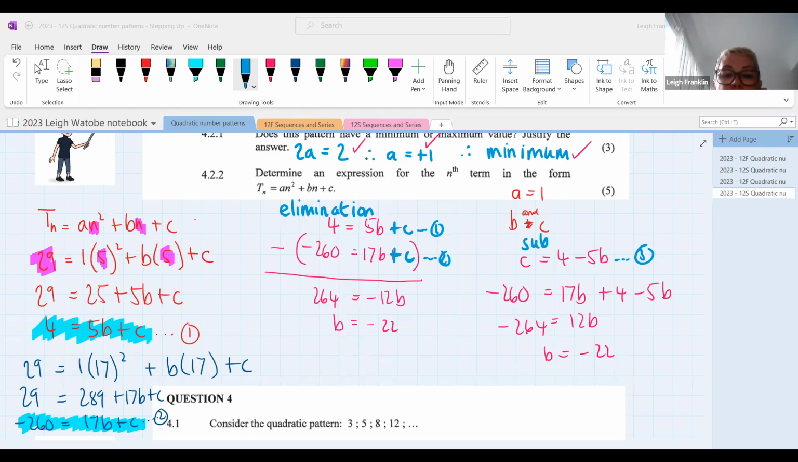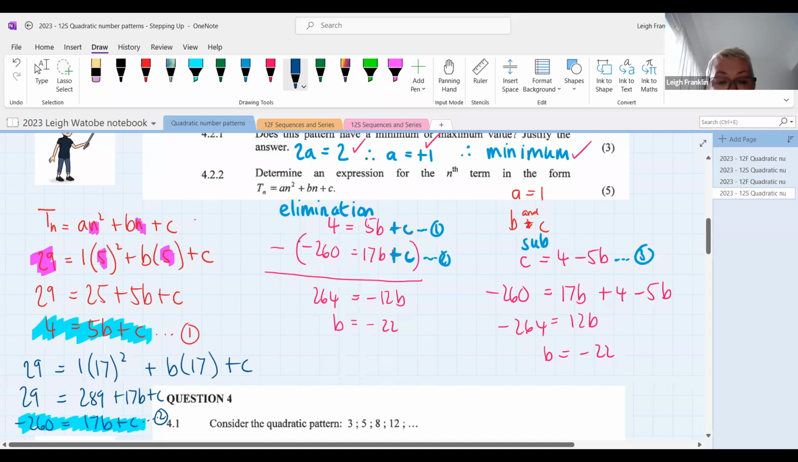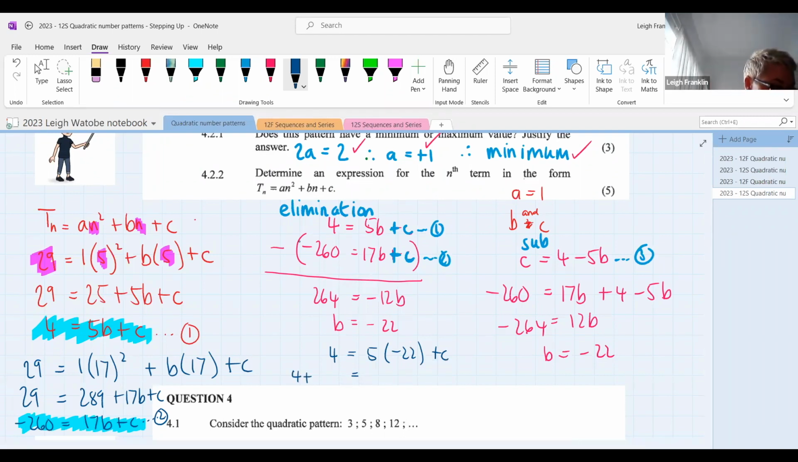All right, and now that we've got B, we're ready to find C. Okay, and that we obviously have to do by substitution. So I'm going to use the first equation. 4 is equal to 5 times B, which is negative 22, plus C. So that means this is going to be 4 plus 22 times 5, which is 110, is C. So that means that C was equal to 114. Is that what you guys are getting as well?